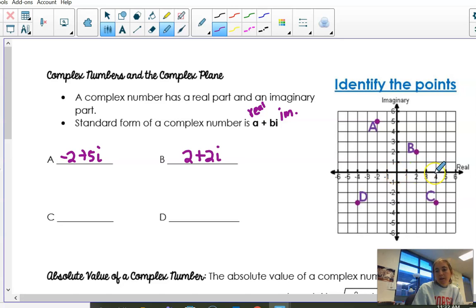For C, the real part is at positive 4, and the imaginary part is at negative 3. So this is 4 minus 3i. For D, the real part is at negative 4, and the imaginary part is at negative 3. So D should be negative 4 minus 3i.